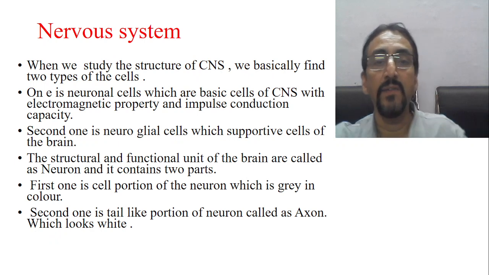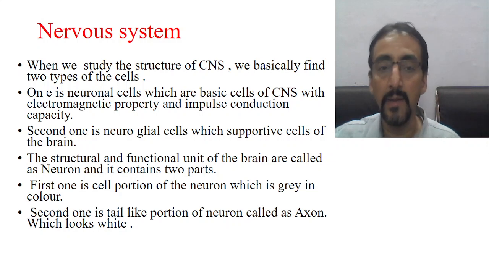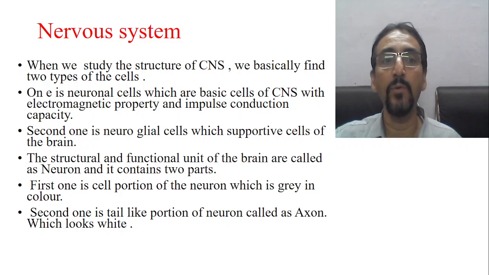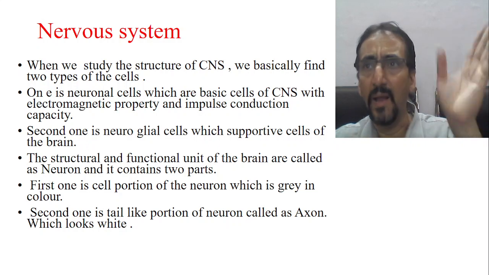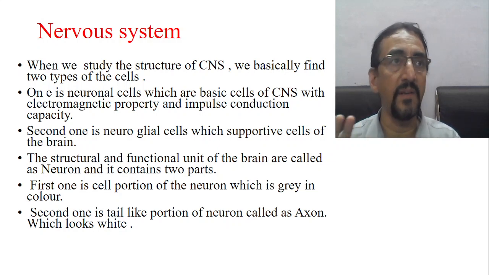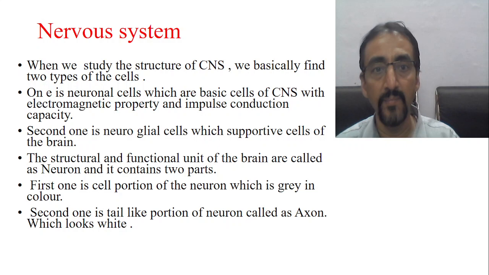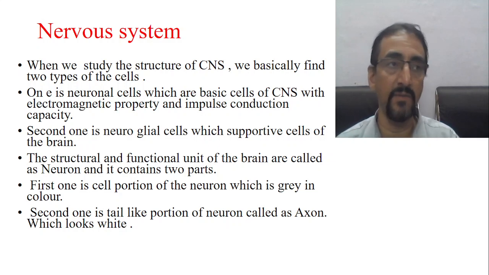When we study the structure of the CNS, ठीक है, so superficially हमने structure को देख लिया. Now when we study the structure of the CNS, basically we find two types of the cells. जो cells को देखेंगे हम CNS का, CNS मतलब पूरा आ गया इसमें, cerebellum, midbrain, everything comes under this. Okay. So there are basically two types of the cells present. One is neuronal cells. They are considered as the basic cells of CNS, structural and functional units of the CNS. Just like alveoli is structural and functional units of the lungs.